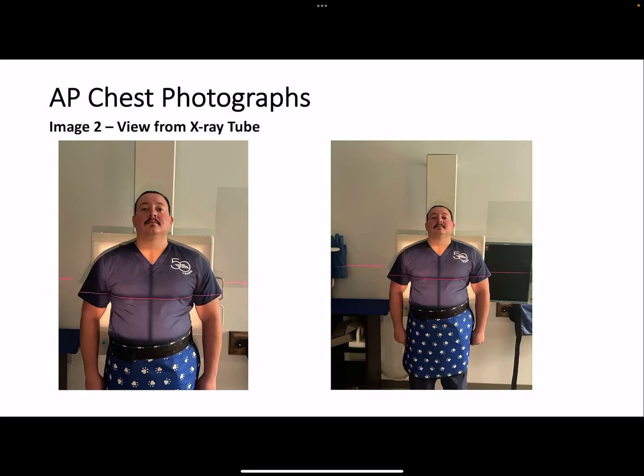Equal collimation field size. Equal collimation top and bottom. Top edge is at the level of the C6, C7 to get the first ribs in the image. Bottom collimation is as low as it can go, making sure to get the costophrenic angles in the image. Side collimation is about 1 inch past the rib cage on both sides, equal spacing.